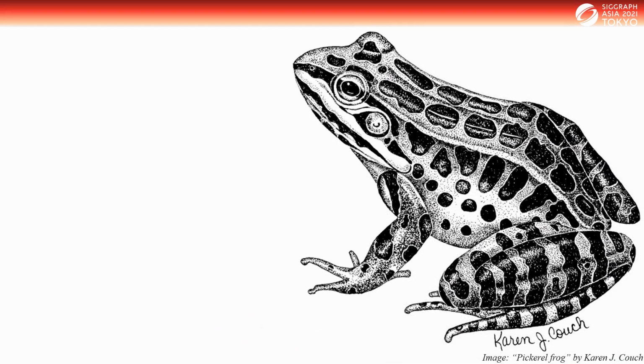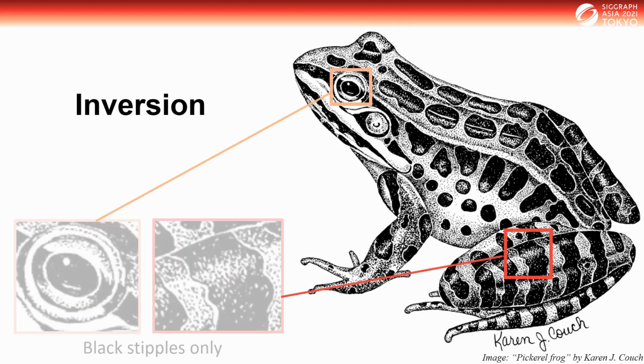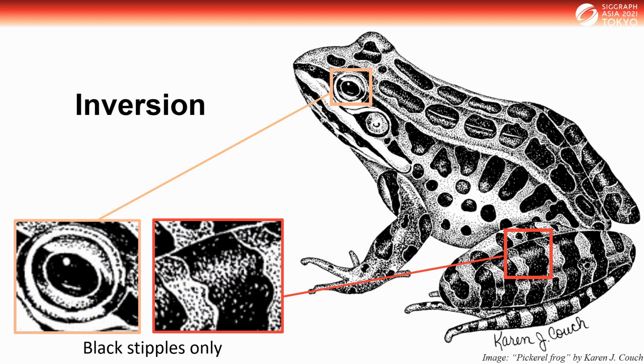Artists use a stippling technique called inversion. They fill regions with very dense black stipples, to generate solid black color, and leave white gaps for negative space effects. In this paper, we mimic this technique to improve the visual quality of computer-generated stipple illustrations.